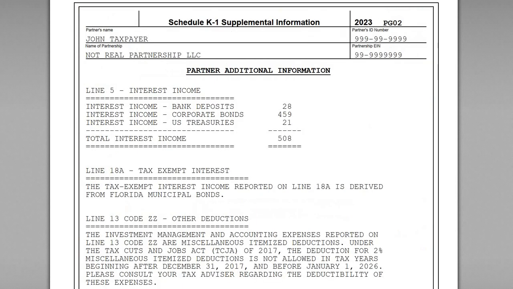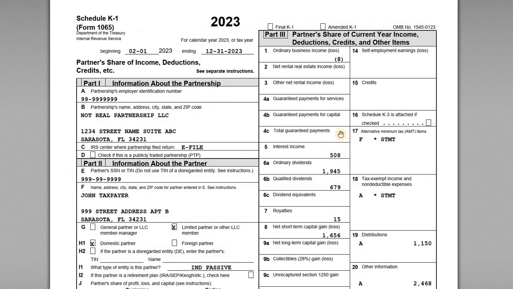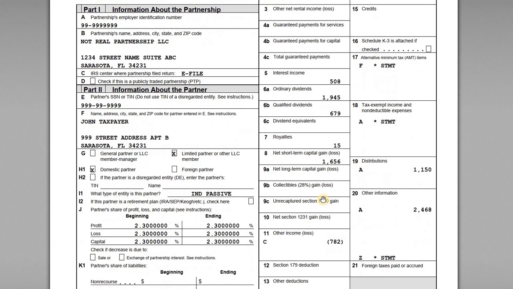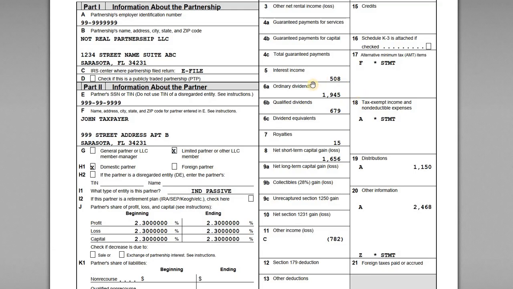So it's really important that when you look at these items, so the interest, dividends, all these other things, make sure that you're reviewing any footnotes to provide more information because you don't want to unnecessarily have all of this subject to, let's say, state income tax when it doesn't have to be. All right, so moving on to the dividends. So we can see total ordinary dividends of $1,945, and the portion of that that's qualified is $679.